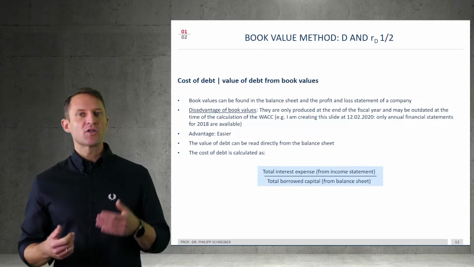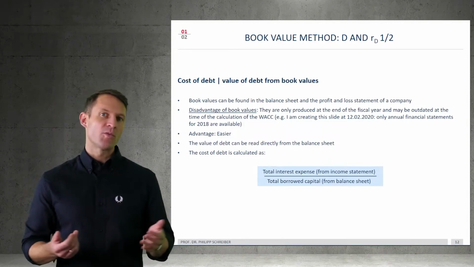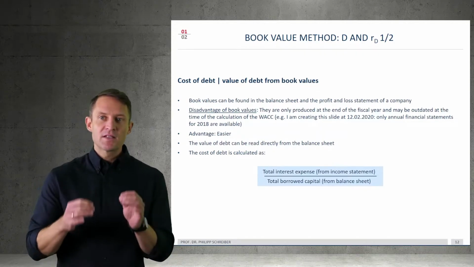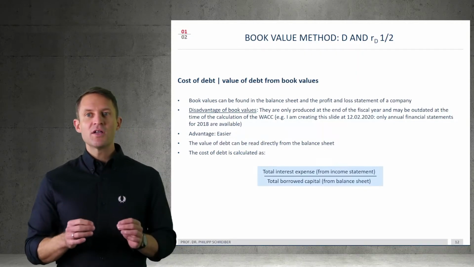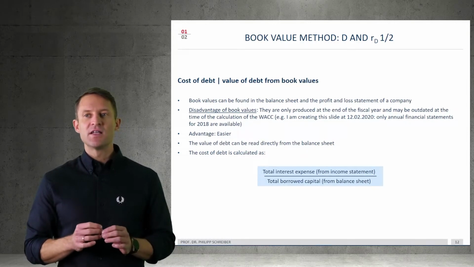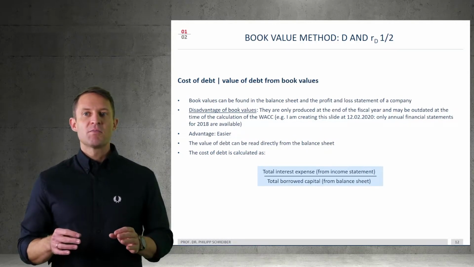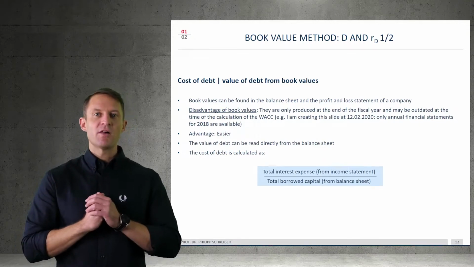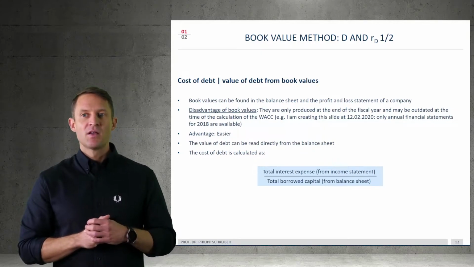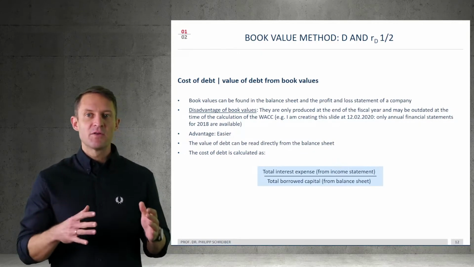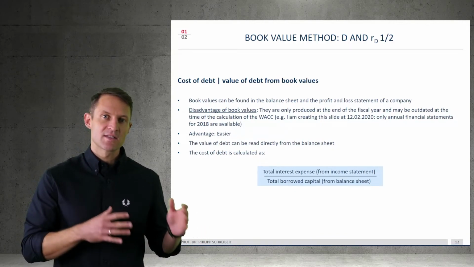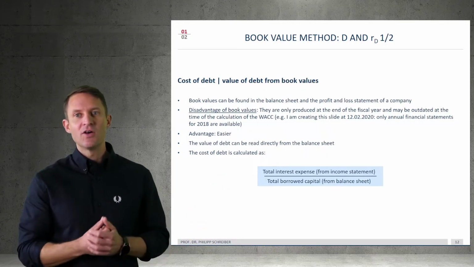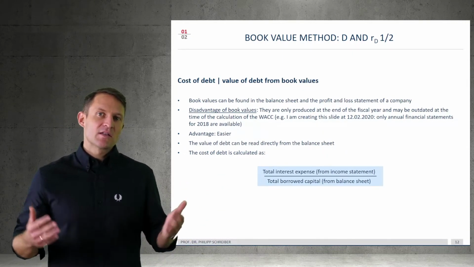Book values can be found in the balance sheet and the income statement, or profit and loss statement, in the annual report of any company. The big disadvantage is they are only produced at the end of the fiscal year. So they are outdated. By the time I created that slide here, it was February 12th in 2020. The only financial statement available for Trumpf was 2018's annual statement, which means the numbers are more than a year old. That's the big disadvantage.